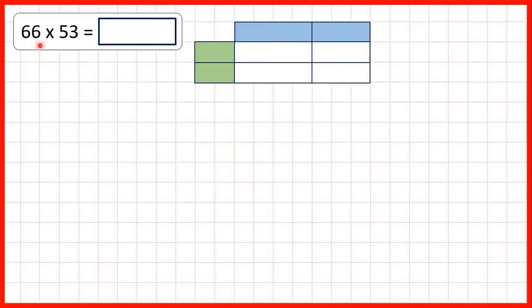Now we need to multiply two two-digit numbers using the grid method. First, we have 66 times 53. The first thing to do is to partition both numbers into tens and ones. So with 66, we have 60 and 6, and with 53, we have 50 and 3. So now we can write our partitioned numbers down the side and top of the grid. It doesn't really matter which way round we write the numbers, but let's write 60 and 6 on the left and 50 and 3 on top.